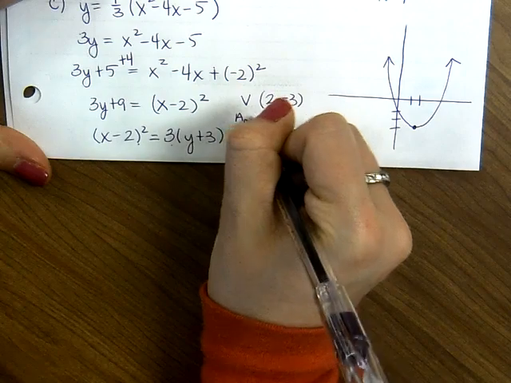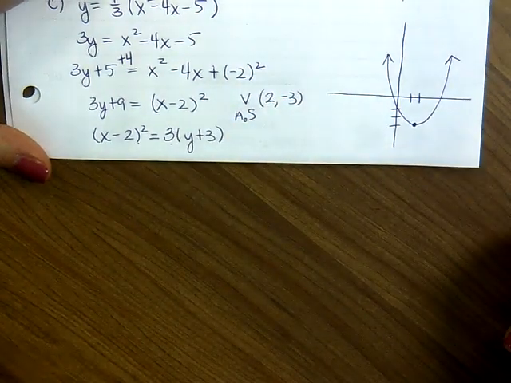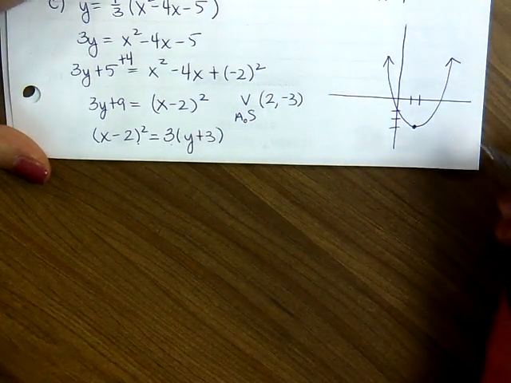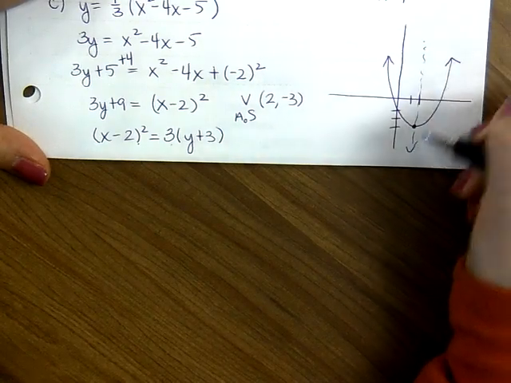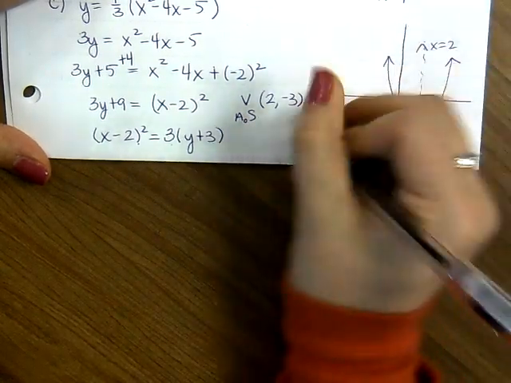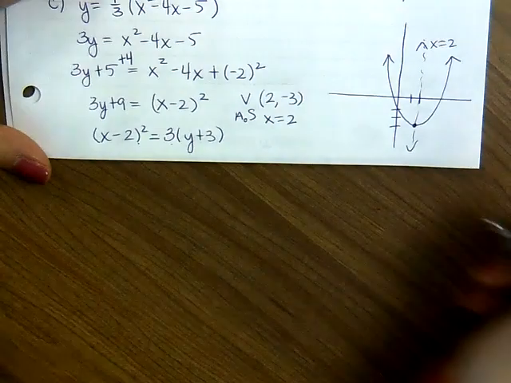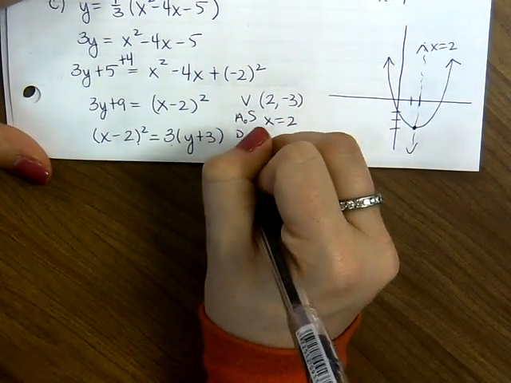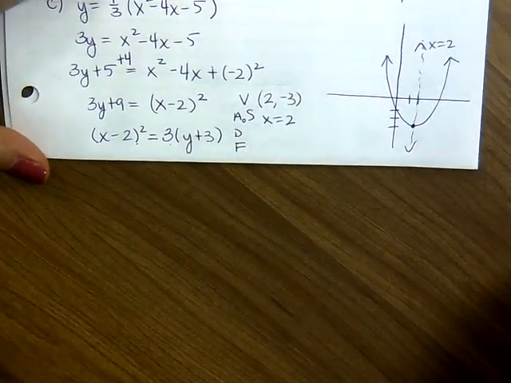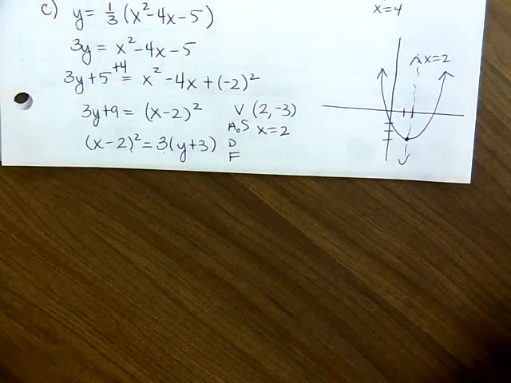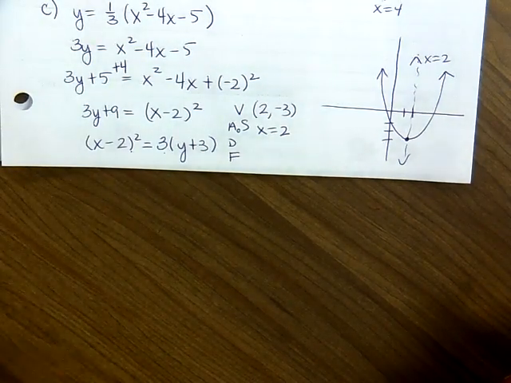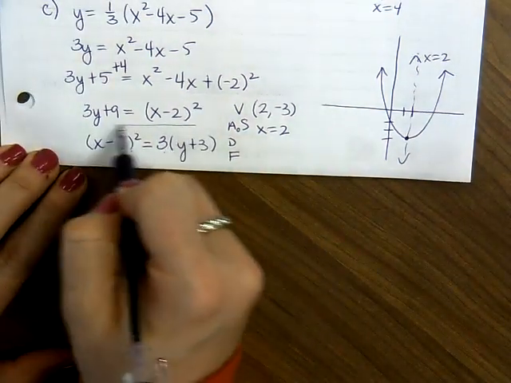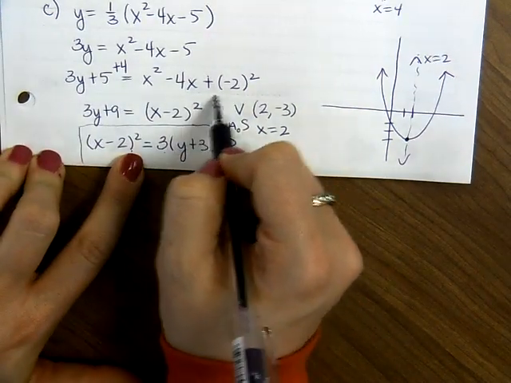So where's the axis of symmetry? X equals 2. And then I need to find my directrix and my focus. In order to find those, though, I'm going to have to know P, right? So that's the next step. So what am I going to do to find that?